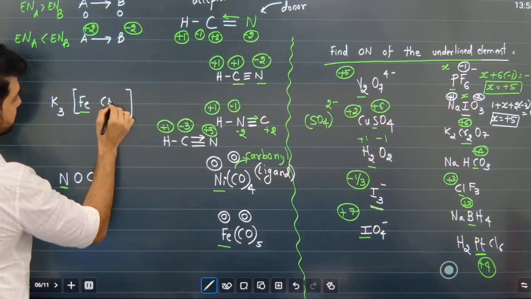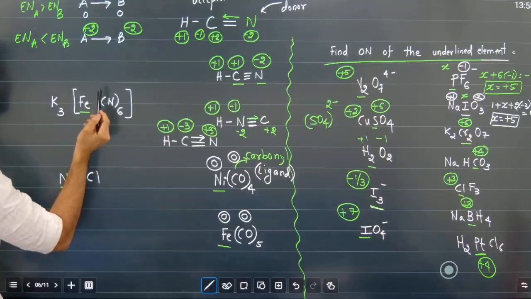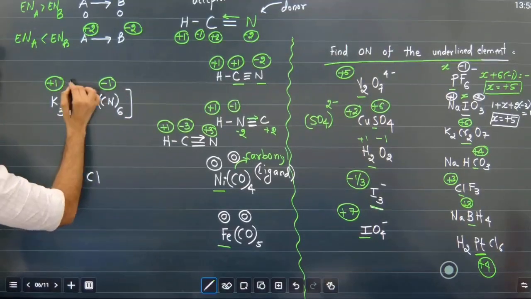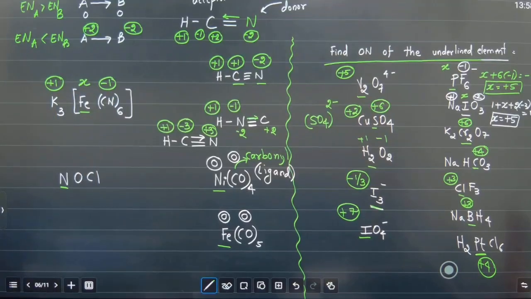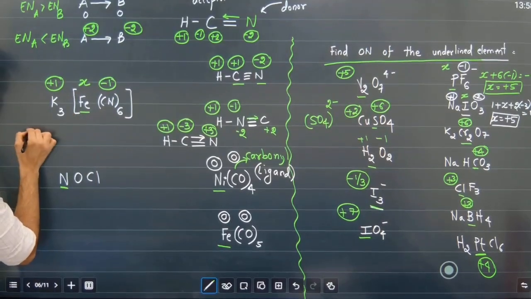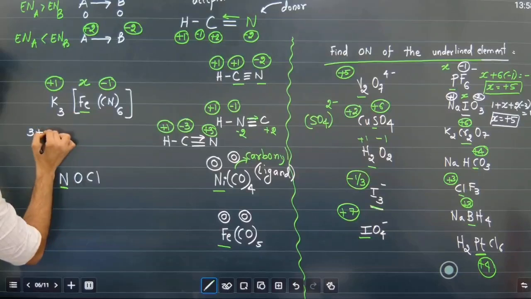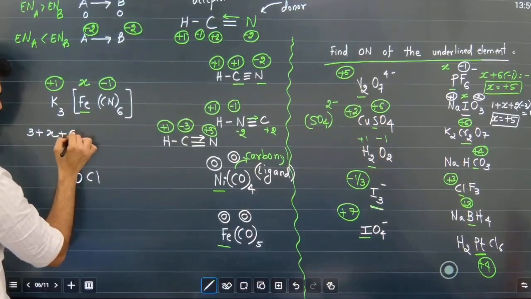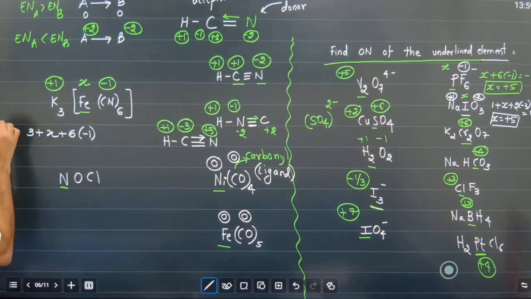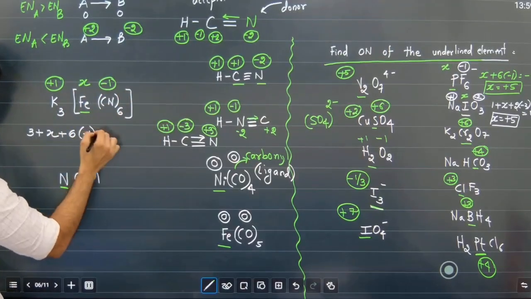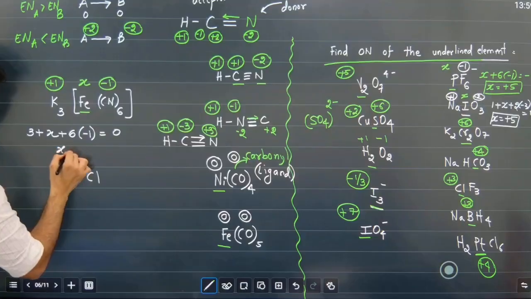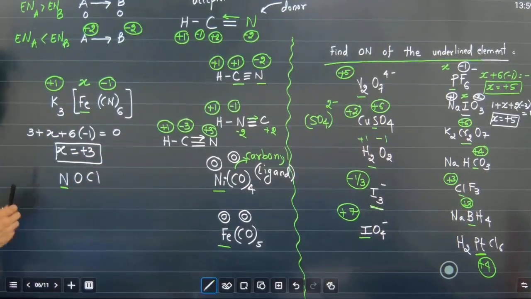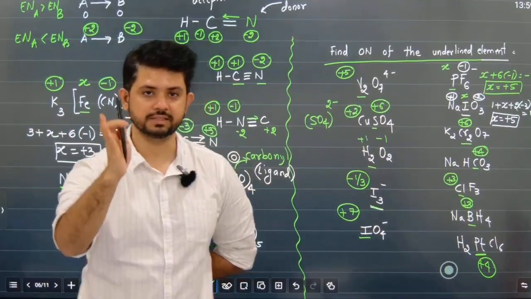यहाँ पे हमारा ligand is cyanide. Ligand पे charge -1 है, potassium पे +1. Let the charge on Fe be X. So 3 into +1, this is 3 plus Fe पे charge पता नहीं, हम put करेंगे X plus 6 cyanide, each -1. We call it cyano, but I'm calling it cyanide temporarily. तो X पे charge आ गया +3. That is, the charge on Fe is +3.